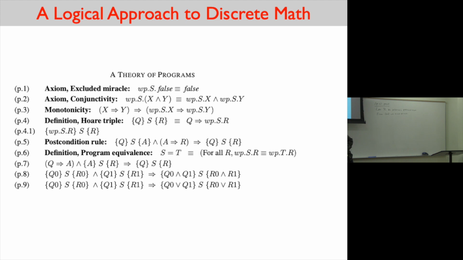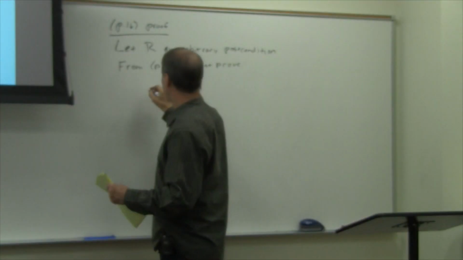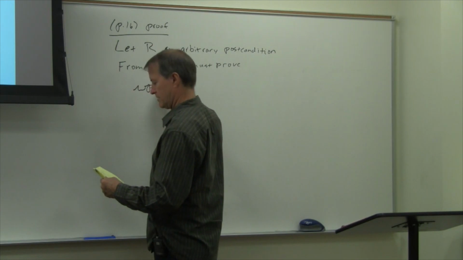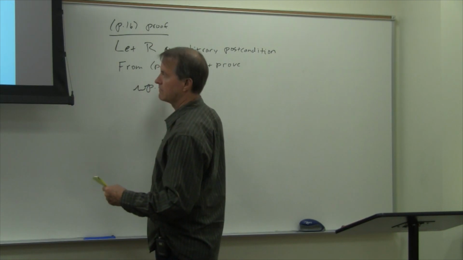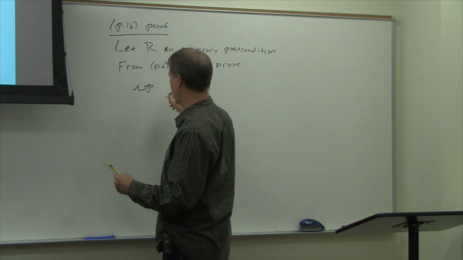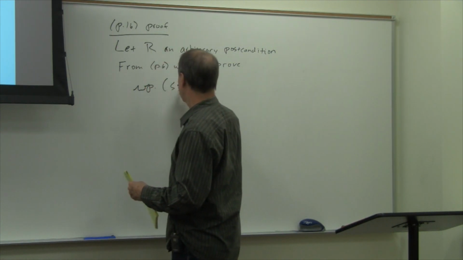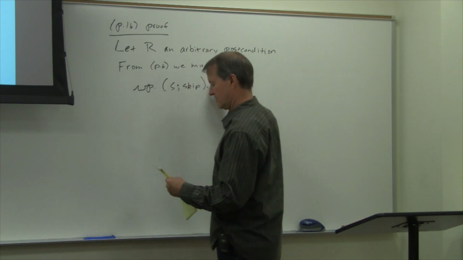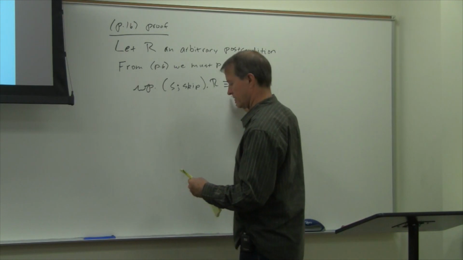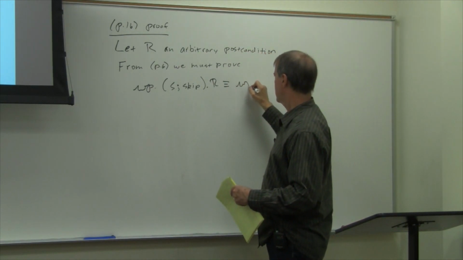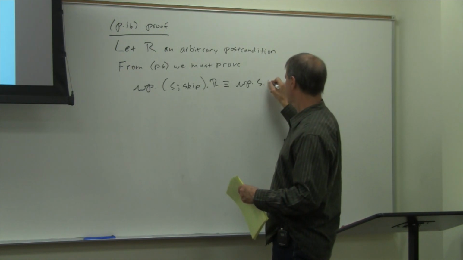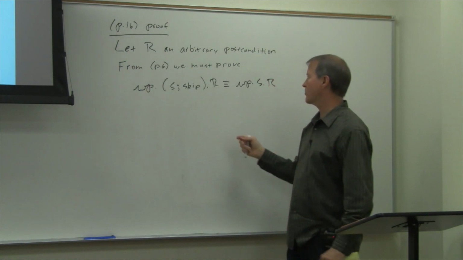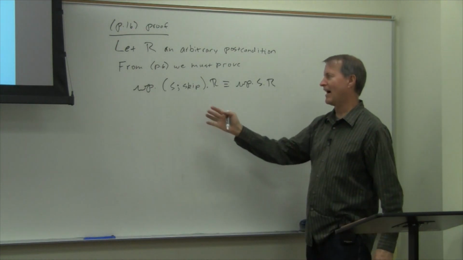In this particular example, we're trying to prove S semicolon skip equals S. So what must we prove? WP dot (S semicolon skip) dot R equals WP dot S dot R. Now is everybody clear with that? Which side do you want to start with, the left-hand side or the right-hand side? Left-hand side. I think so too.